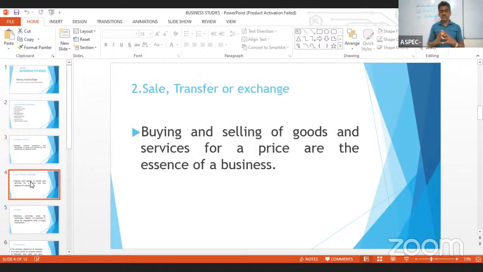Then we go to the next one, sales, transfer, or exchange, right? Another characteristic of the business. Buying and selling of goods and services for a price is the essence of a business, right? Buying and selling goods or services, main characteristics of the business, right? Today I will explain briefly because last day we discussed these things in detail, right?